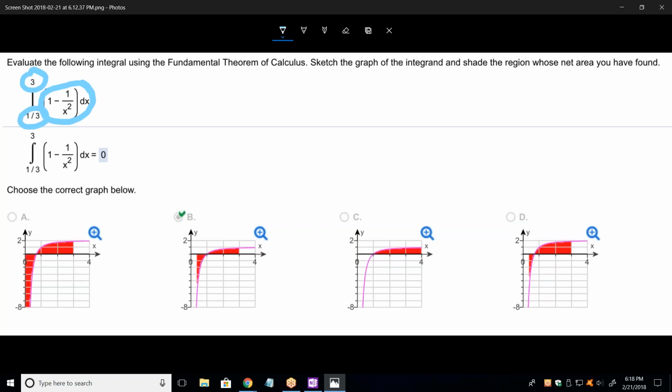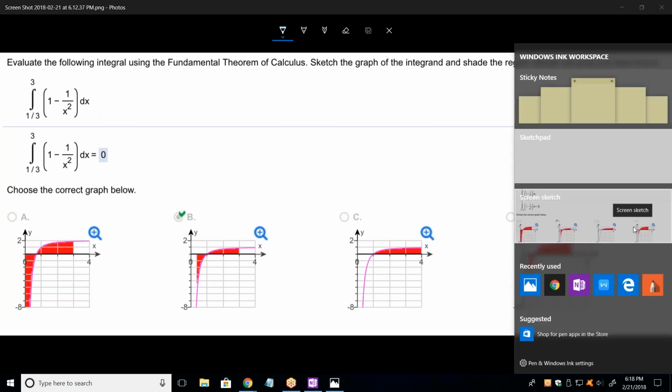Okay. Now, let me, hold on a second. Let me get that eraser and erase what I've written there, because I wanted to do this in ink space.